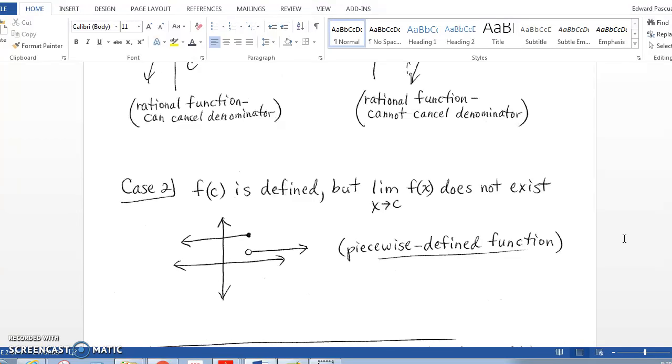Case 2, f of c is defined, but the limit of f of x as x approaches c does not exist. For example, a piecewise function where we have this break going on.